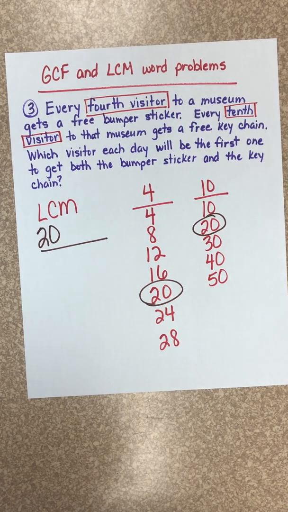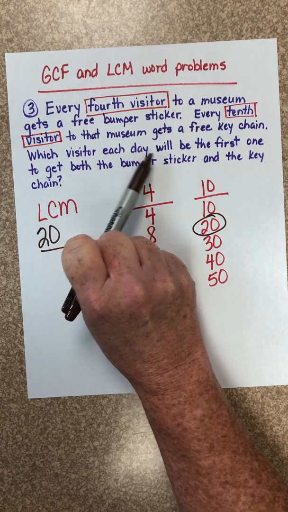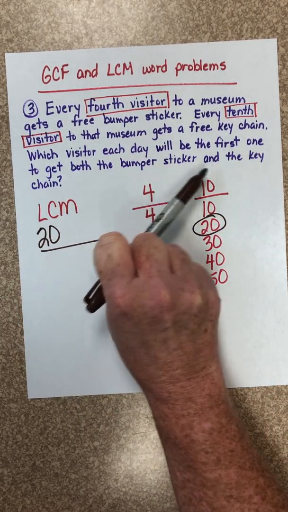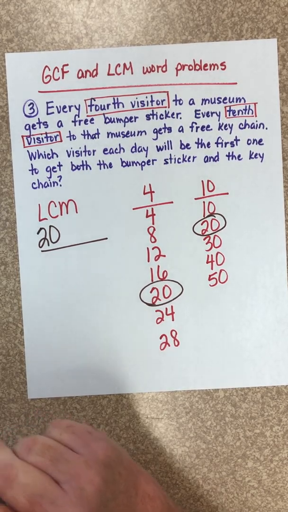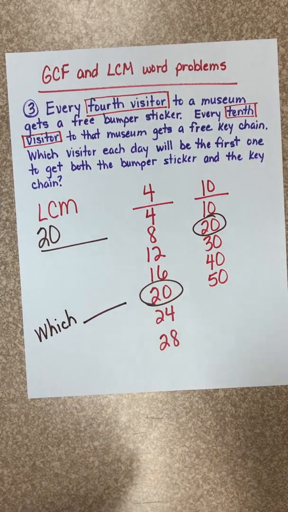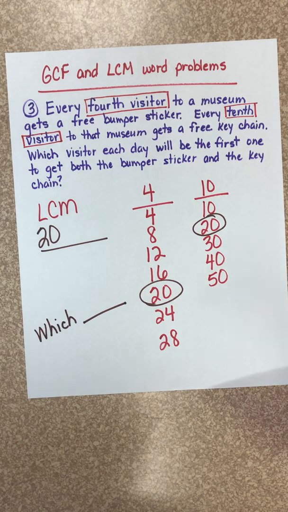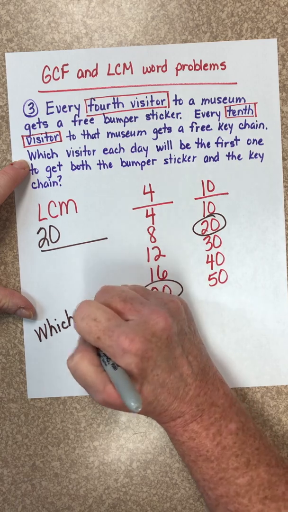But now we need to figure out, well, what's the label? Remember, it's a word problem, so we have to figure out the label. Well, in the last 2 examples I've showed you, I was asking the question, greatest number of what? But if we look at this question, we don't have those words. Which visitor each day will be the first one to get both the bumper sticker and the keychain? So in this case, we're going to look at which what. And I'm going to write that down. Which what? So let's go up to the question, which what visitor?